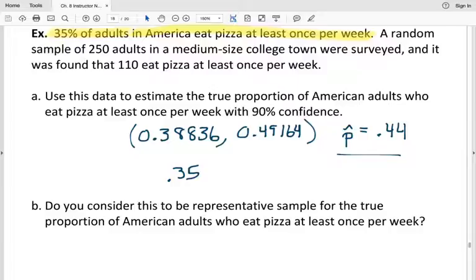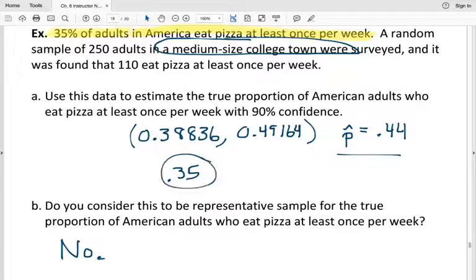The 35% is not the only thing that I needed to know it wasn't representative. First off, we were talking about a medium-sized college town. And I wouldn't expect the eating habits of college students, especially in a college town, to be representative of the whole population. So we can just answer this with a simple no. And our reasoning is the fact that we've got this 0.35 for all Americans that doesn't fit in the confidence interval.